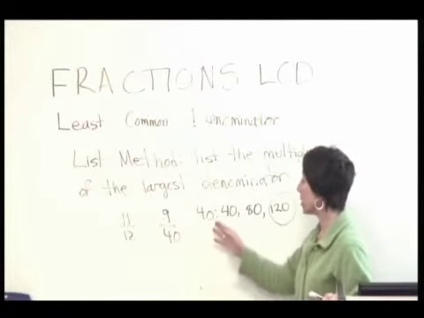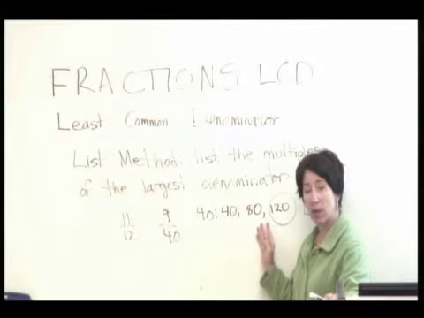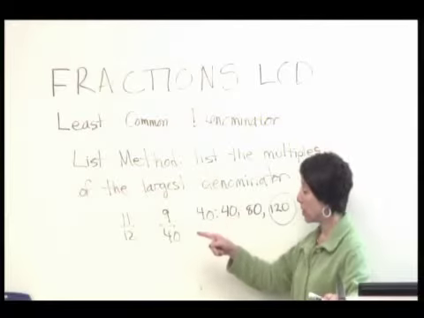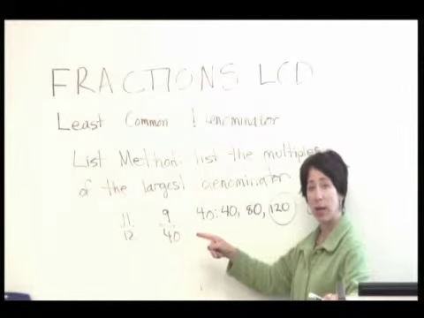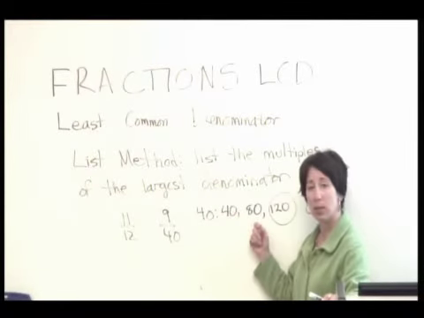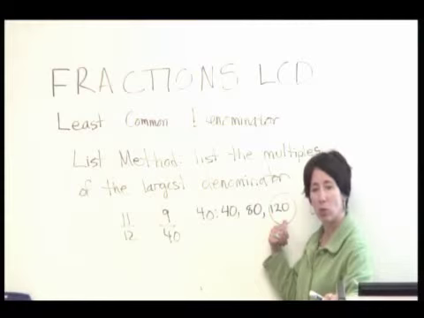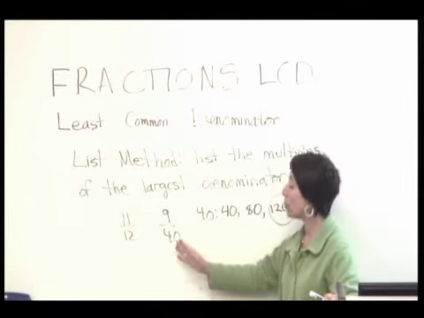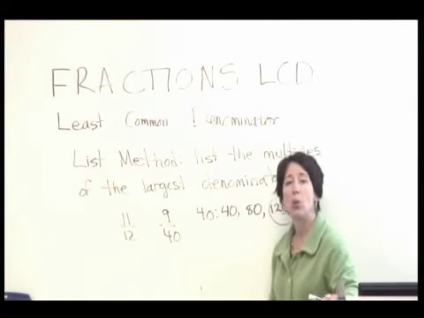So we write a list of the multiples of our largest denominator, and then after we write each one, we evaluate, does our other denominator go into this number evenly? So 12 doesn't go into 40 evenly, it doesn't go into 80 evenly, but it does go into 120 evenly. So this is the smallest number that both 40 and 12 go into evenly.